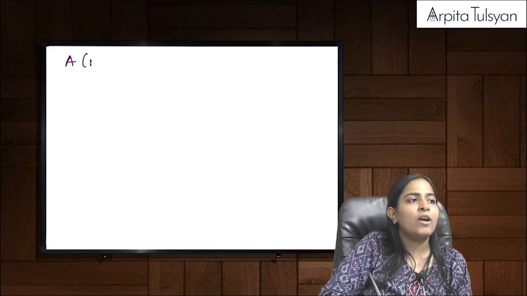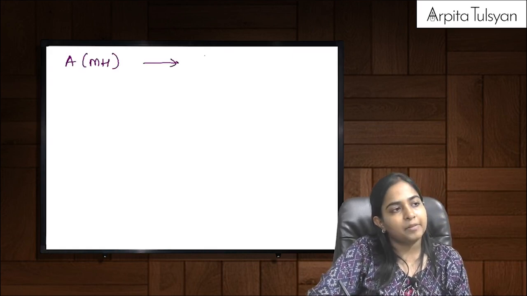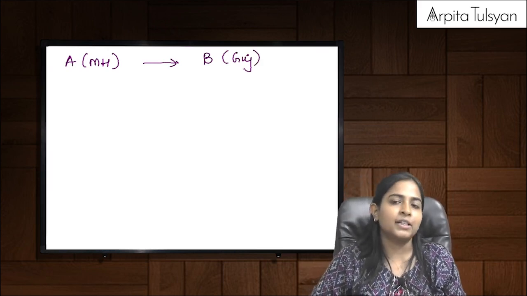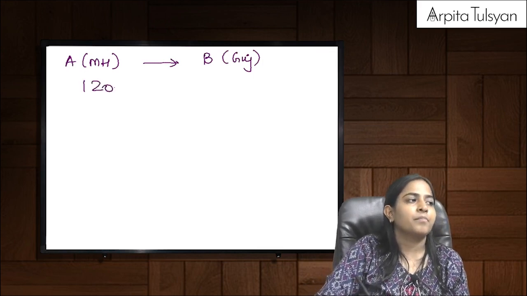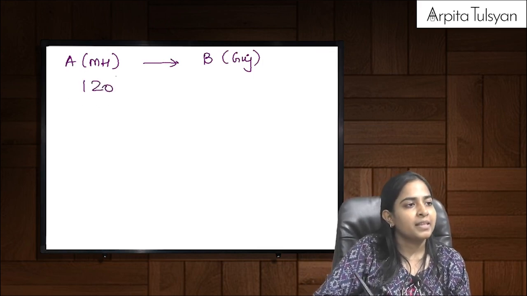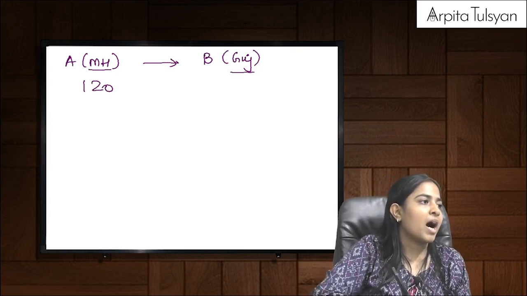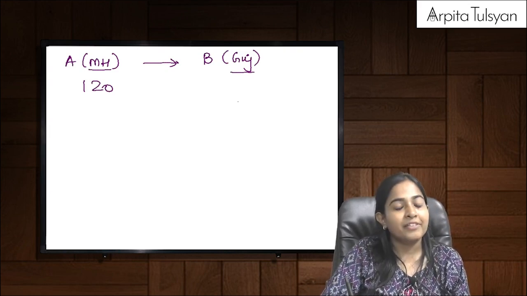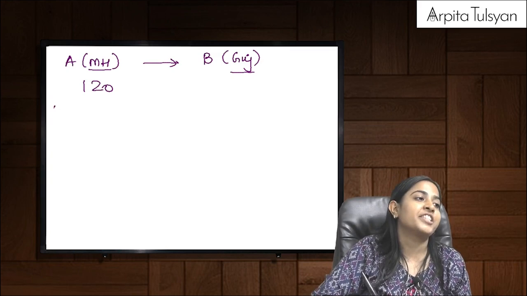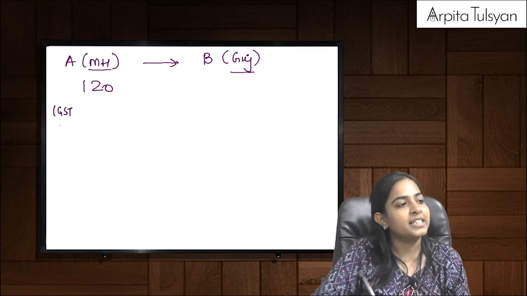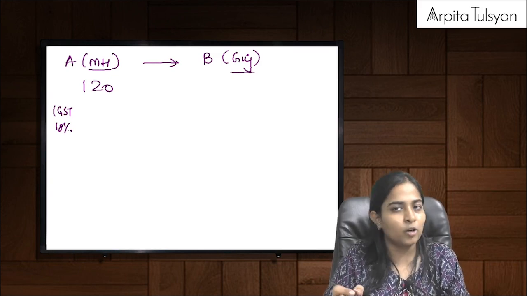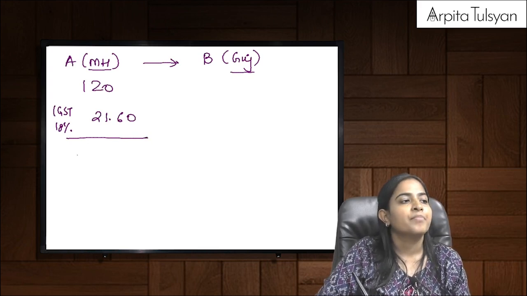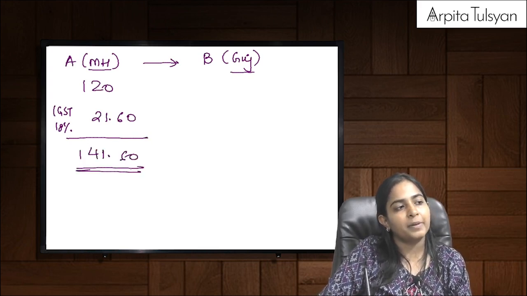A of Maharashtra sells it to B of Gujarat. Same goods. After adding profit, 120 rupees. Maharashtra to Gujarat, interstate. Which tax will be applicable? IGST will be applicable. So, entire 18% applicable. Will not divide it into two. So, 21.6 is the tax and 141.6 is the final.